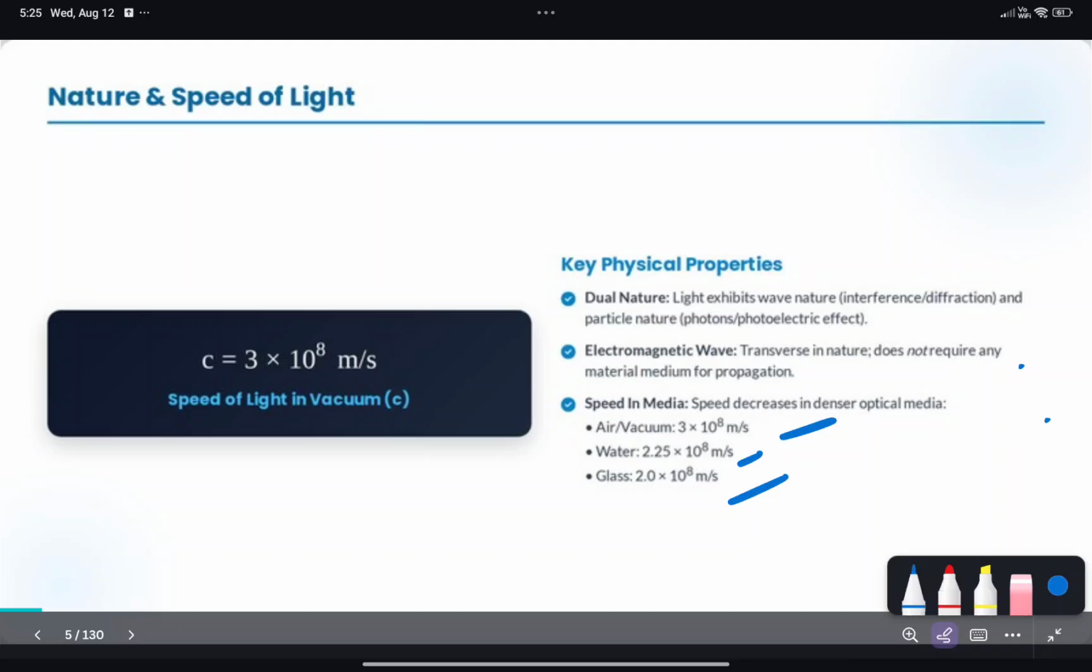Speed of light. The speed of light in a vacuum is a constant, so we denote it with one letter, c. c is equal to 3 × 10^8 meters per second. In 1 second, it travels 3 lakh kilometers. I'm telling it in kilometers, but here they gave it in meters. Converting into kilometers, we get the same.